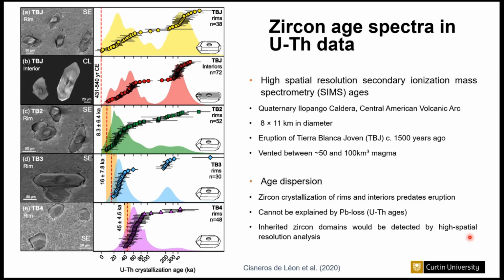Ilopango had several eruptions. The last one was about 500 Common Era, sort of like 1,500 years ago. You can sort of see the age here. There are a couple older eruptions. So this vertical bar is always the eruption age and the uncertainty. And then we have the zircon ages, but this time, this is not uranium lead, that's uranium thorium.